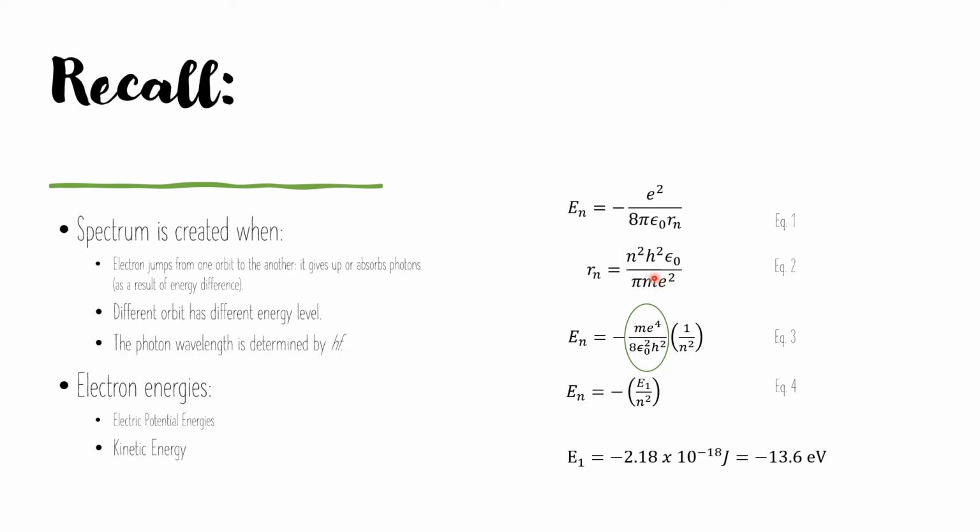So if we substitute these Bohr orbits to this equation, we can get this equation, the equation 3, where this constant is equivalent to E1, and our E1 is equal to negative 2.18 times 10 to the negative 18 joule, or negative 13.6 in electron volt. So our energy level can be given by this equation. Energy level is equal to negative E1 over n squared.